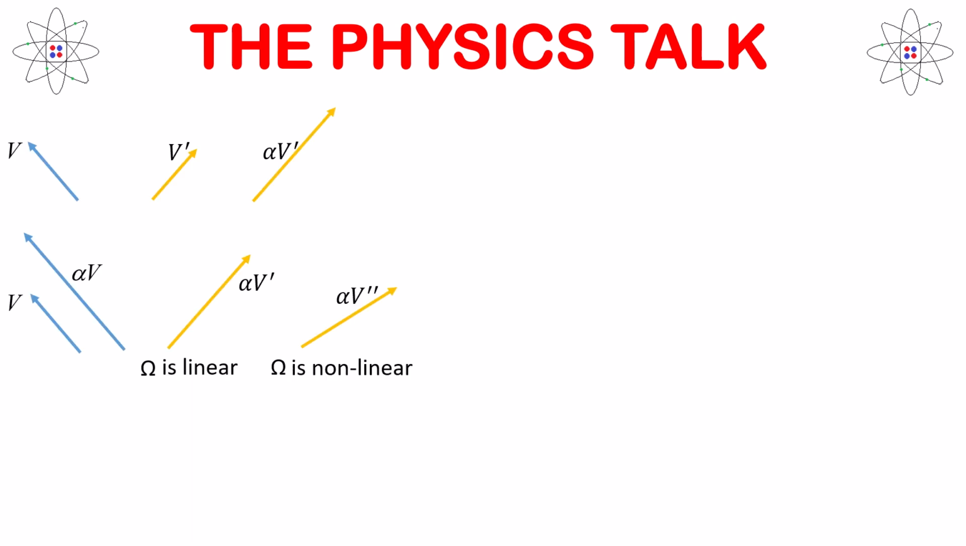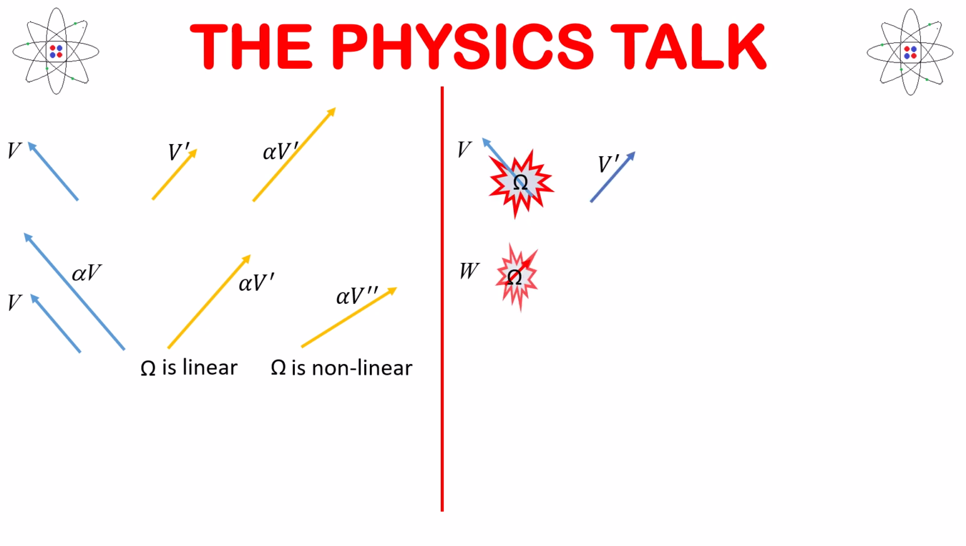Now let us look at the second condition. Take two vectors v and w. Operate both of them with the same operator omega. The resulting vectors are v prime and w prime. Multiply v prime with scalar alpha and multiply w prime with the scalar beta. Take the resultant of these two vectors.